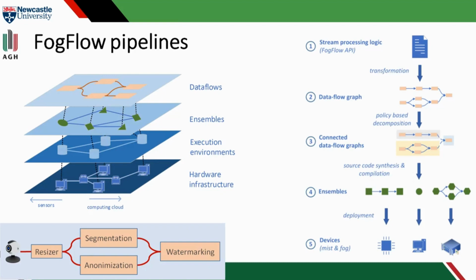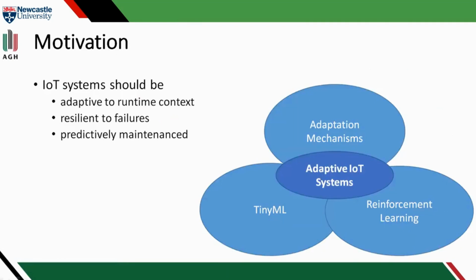But the true problem is that the IoT systems are very dynamic. They have to handle some disturbances that might appear and some failures that might appear in the system. So that's why instead of doing the serverless implementation of this fog flow and osmotic computing, we are trying to handle the problem of adaptability of this kind of systems. So we think that these systems should be adapted to the runtime context, should be resilient to failures, and should have some way of predictive maintenance aspects included in the system.